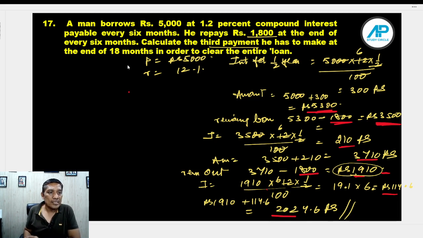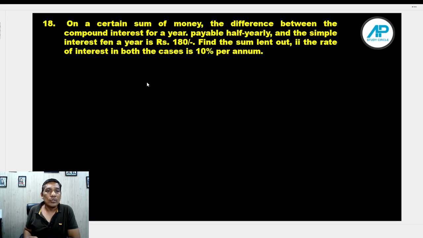I guess you all understand this question. I move on to the next question. Now, on a certain sum of money, the difference between the compound interest for a year payable half yearly and simple interest for a year is rupees 180. Find the sum lent out. The rate of interest in both the cases is 10% per annum.